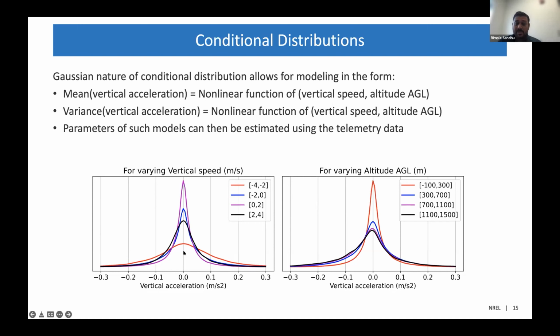So these distributions are basically, I'm plotting vertical acceleration when the vertical speed falls within these bounds that you see. So there's a nonlinear relationship going on with vertical speed and vertical acceleration. So we need to capture that. And same, we can do it with variance, since we have variance information from the Kalman smoother. The Kalman smoother, by the way, assumes Gaussian behavior for all the motion parameters, which is reasonable in this case.